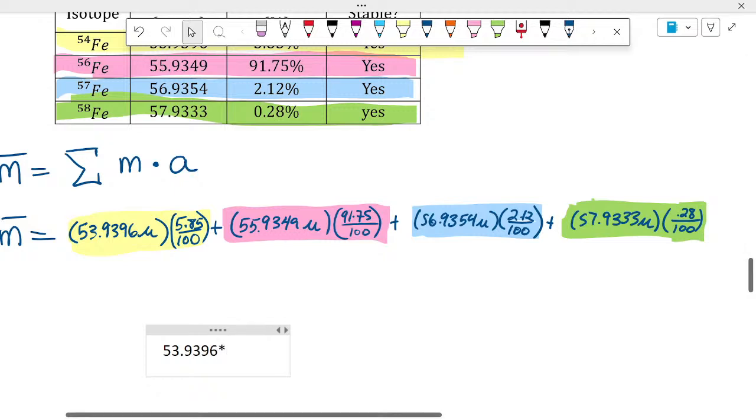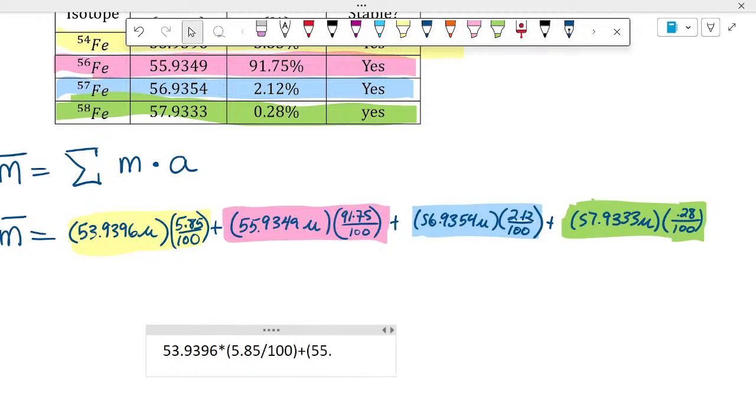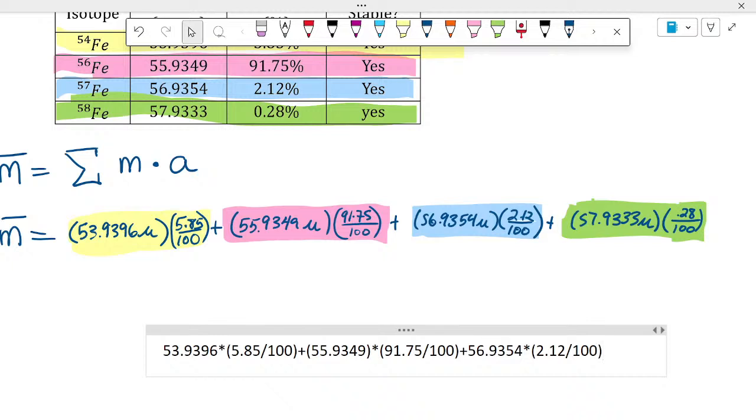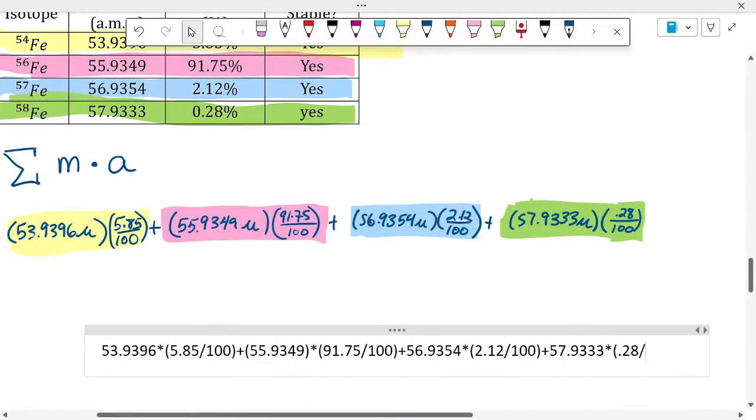53.9396 times 5.85 over 100. Again, with that bracket that's doing absolutely nothing, but you can even put this in brackets if you want. Is that bracket doing anything? Nothing. Does it maybe make you feel more secure? Then do it. 56.9354 times 2.12 out of every 100. And finally, 57.9333 times 0.28 out of every 100.